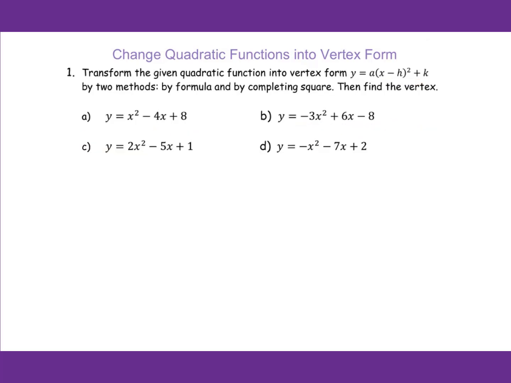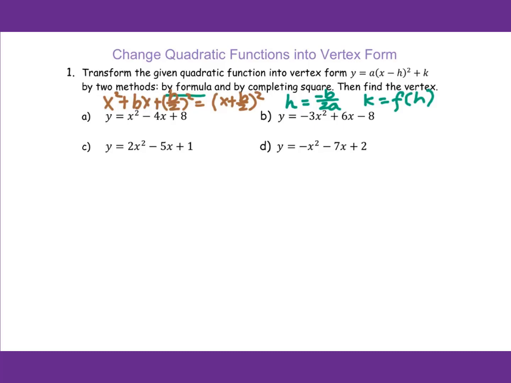Let's go to C. Still, we are going to use the formula first. That is h equals negative b over 2a. k equals f of h. For completing the square, that is x squared plus bx plus b over 2 squared equals (x plus b over 2) squared.